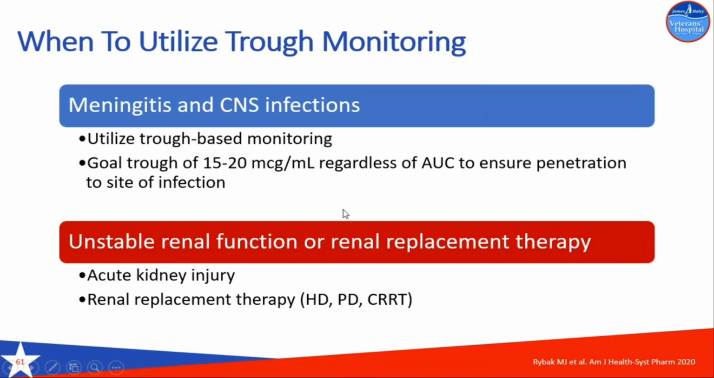There are a few cases where we still will use trough monitoring. Like we said, meningitis and CNS infections, because we want to make sure we're getting adequate concentrations at the site of infection. The other scenario is patients who have unstable renal function or are on renal replacement therapy. So if they're on hemodialysis, peritoneal dialysis, or CRRT.